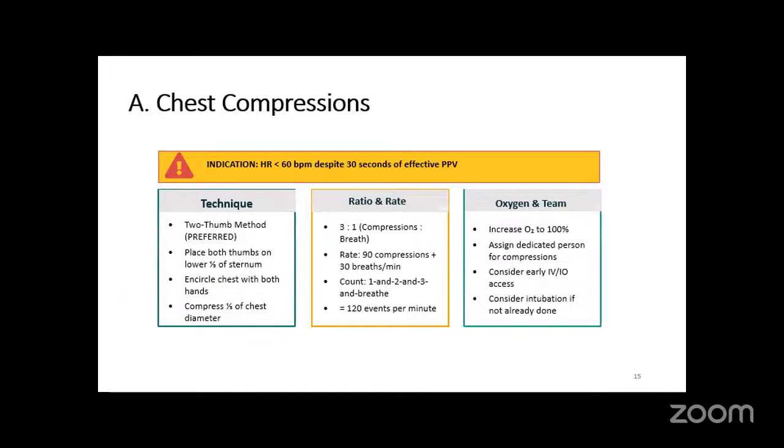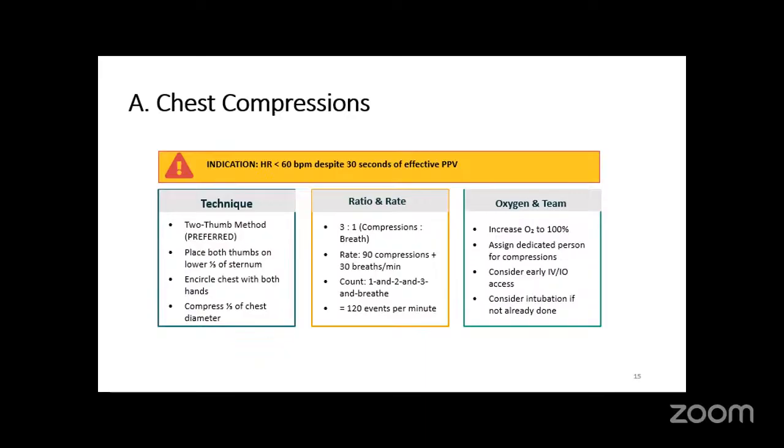We compress one-third of the chest diameter. If you compress half of the chest diameter, you risk breaking. The baby is very fragile. If you exert a lot of pressure on the thorax, you risk breaking any of the ribs, causing damage to him. So we should be very mindful. Half or one-third of the chest diameter is the kind of pressure we apply on the neonate.